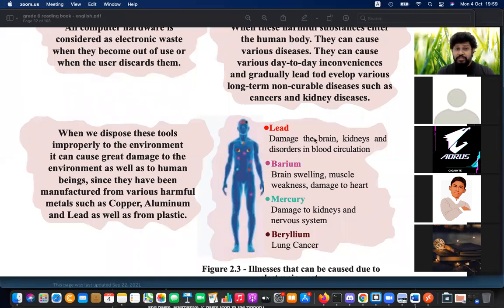The main issue is that these have lead, barium, mercury, beryllium like materials which are causing cancer, weaknesses, maybe nerve damage, kidney damage, brain damage.